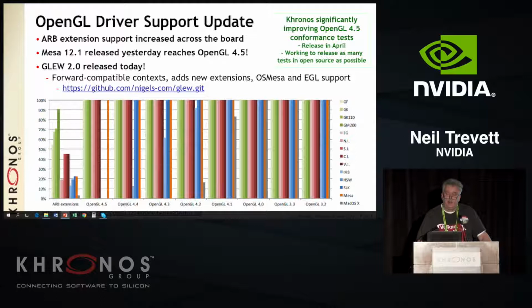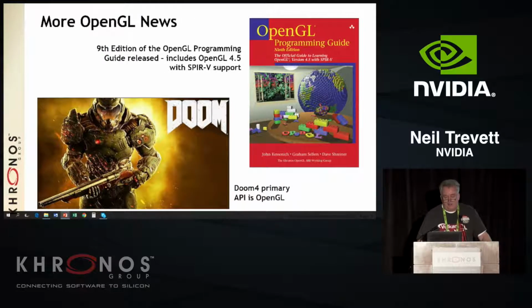And we're not doing it yet, but we're working to put as many of those tests into open source as we can, similar to what we have done with Vulkan. Of course, Doom, say no more, primary API, OpenGL. Of course, there's Vulkan coming too, but it's good that both of the open standard APIs are being used in Doom. And I can't believe this, but Bartold swears it's true, that the 9th edition of the OpenGL programming guide already includes OpenGL 4.5 with SPIR-V support, and you can order it on Amazon today.